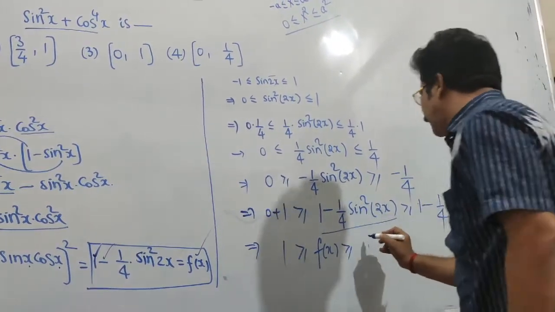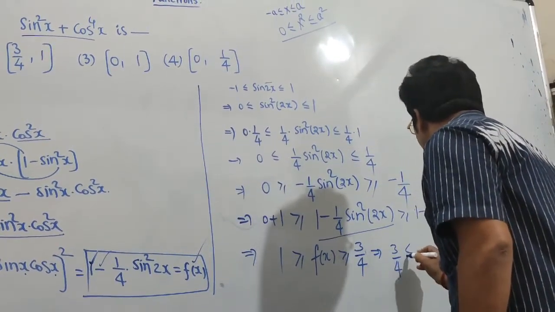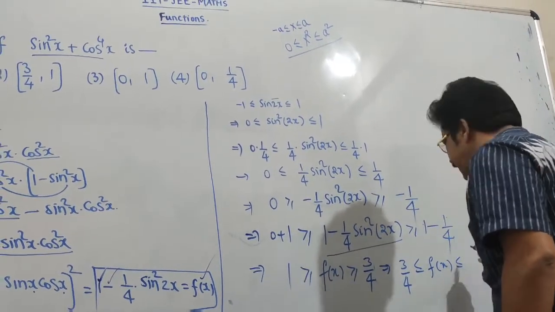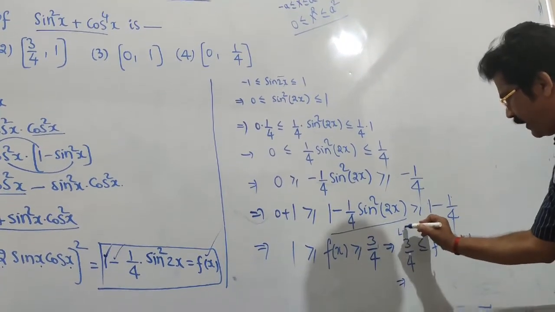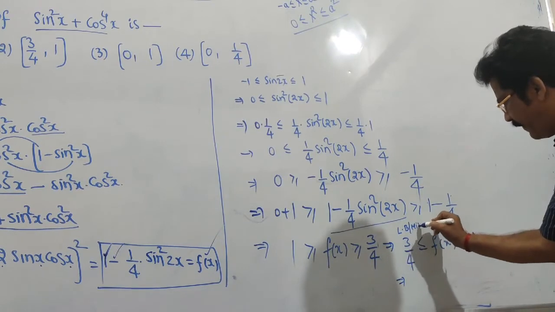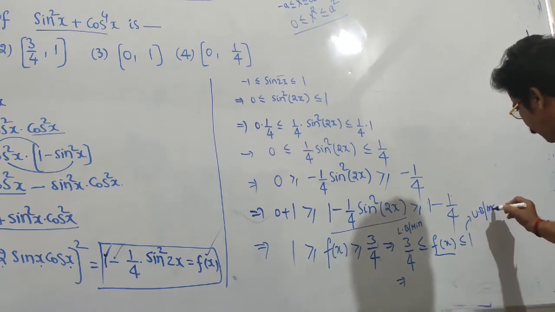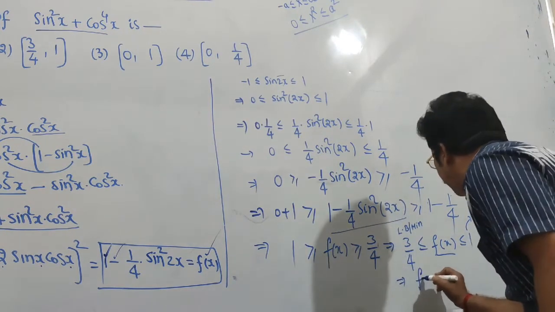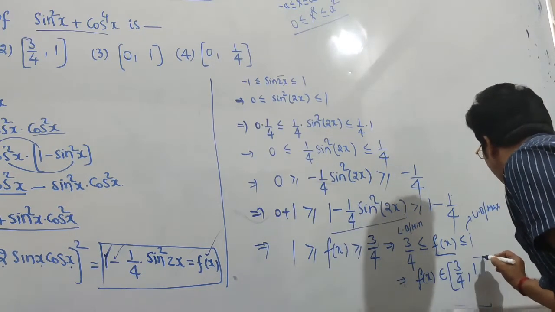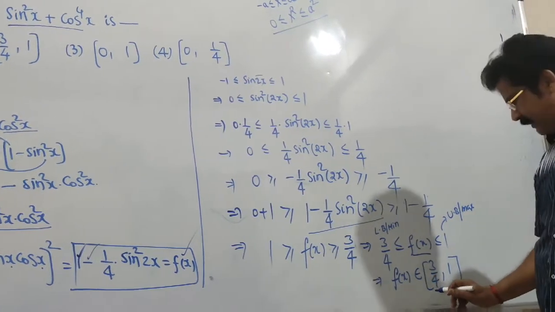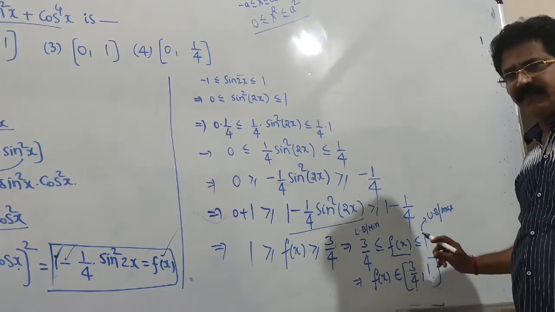4 minus 1, 3 by 4. It is 3 by 4. What does it mean? 3 by 4 is less than or equal to f of x, which is less than or equal to 1. Therefore, this is the lower bound or minimum value of f of x. It will be the upper bound or maximum value of f of x. Thus, f of x belongs to the closed interval 3 by 4 comma 1. This is the minimum. It will be the maximum. It is nothing but the range of the given function f of x.